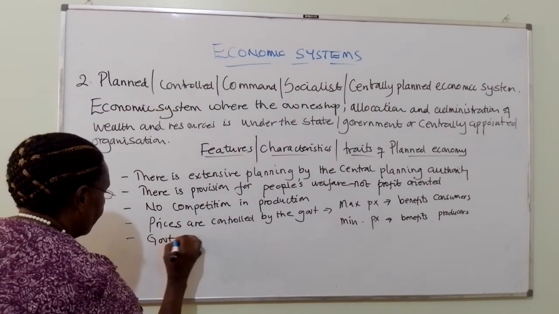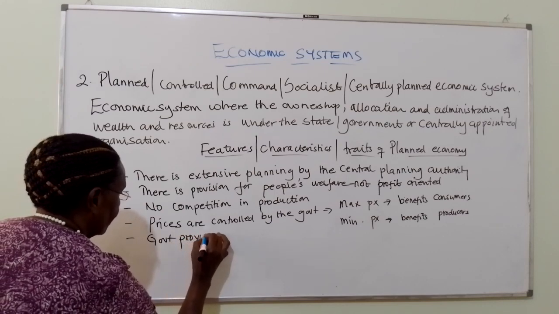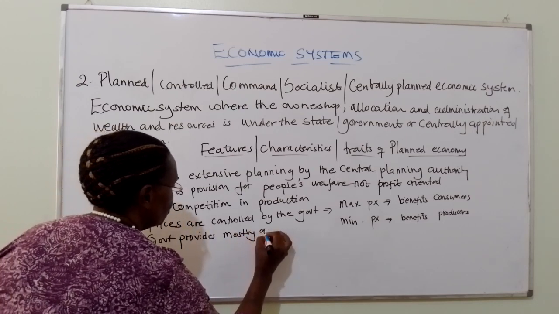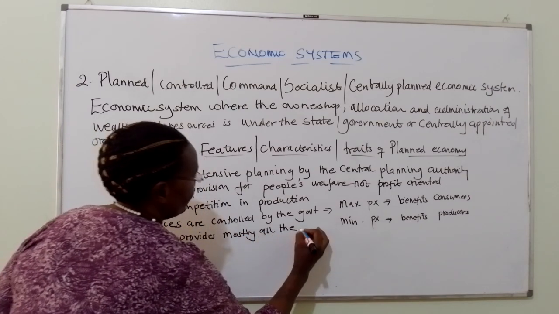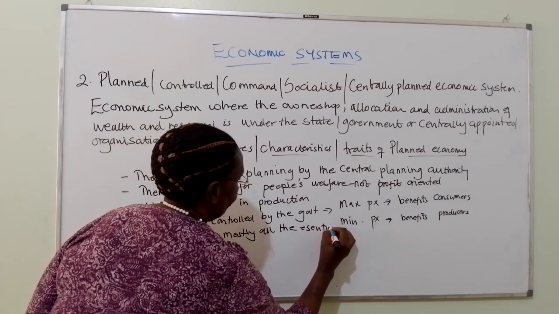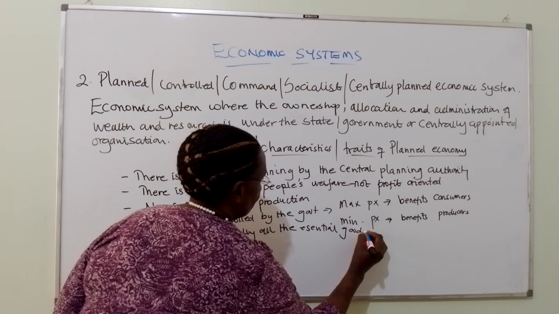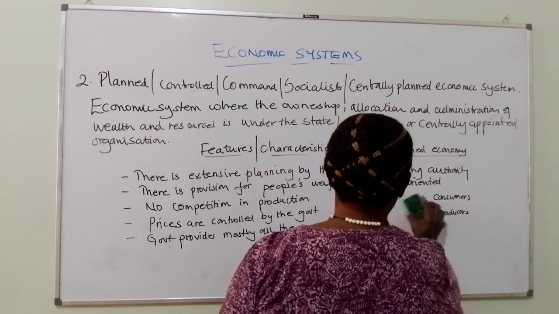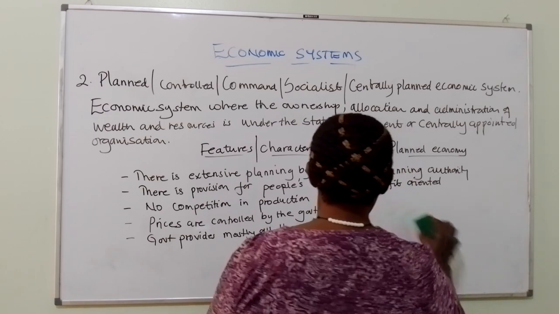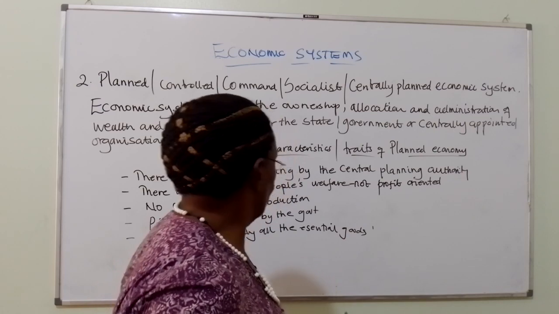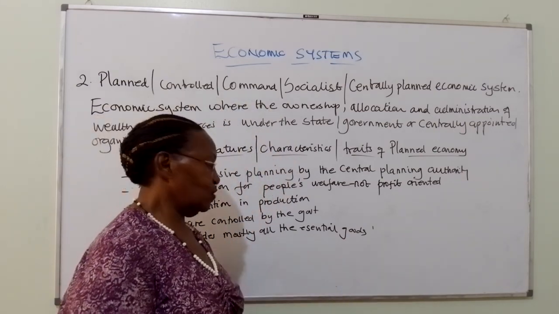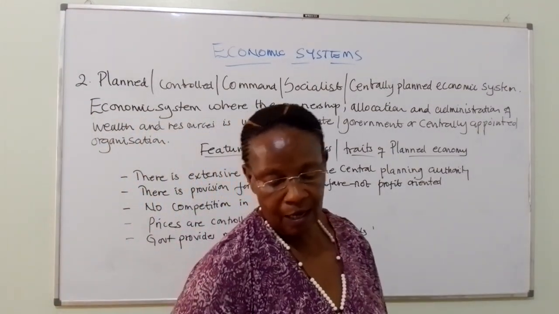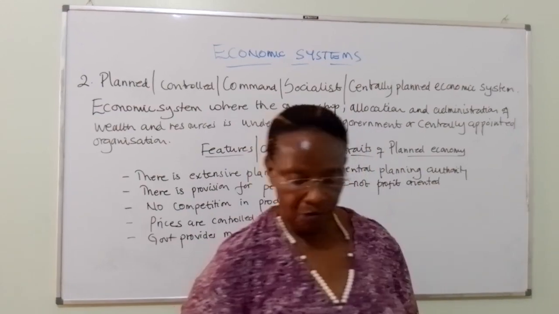Then government provides mostly all the essential goods. And these essential goods, we have already defined the types of goods, so I think now you know what is essential and what is not essential. We can call them essential or necessities, and these are usually water, roads, and so on. These are provided by the government in a planned or socialist economy.